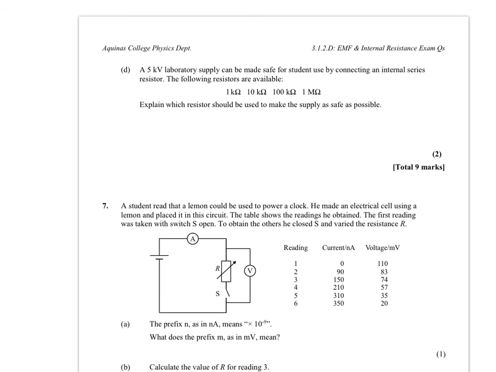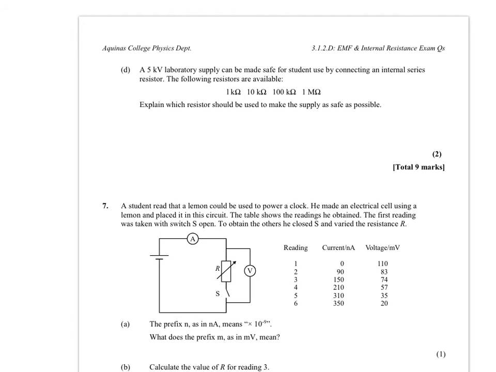For the last part of question 6, we're told that a 5 kilovolt laboratory supply can be made safe for student use by connecting an internal series resistor. We've got different values of resistor available to us. Which of them would make the supply as safe as possible? Is it the one with 1 kilo ohm, 10 kilo ohms, 100 kilo ohms, or 1 mega ohm? We need to explain why.